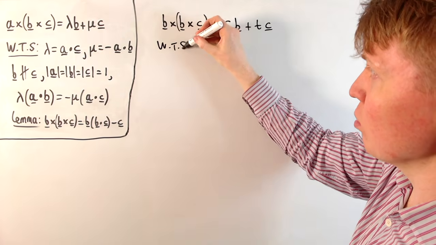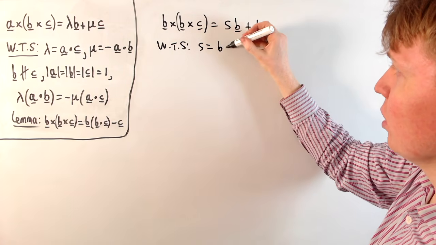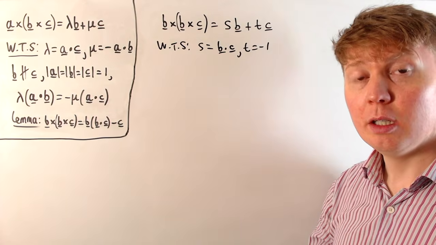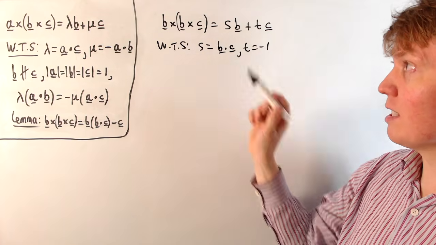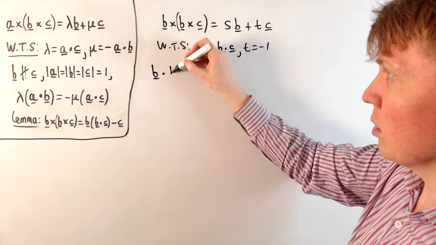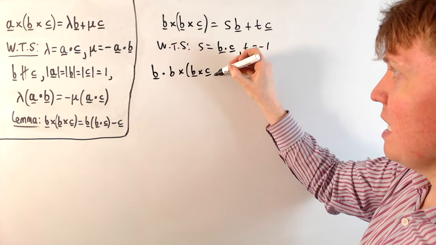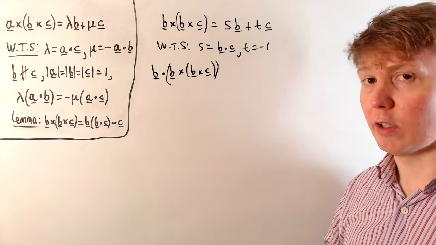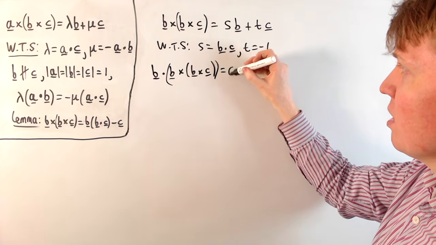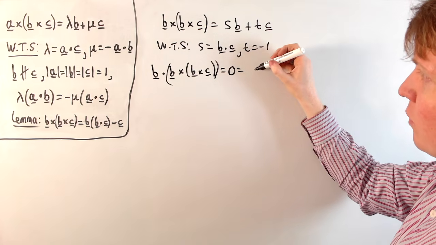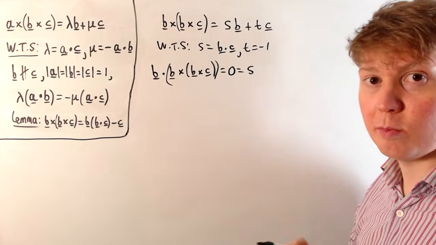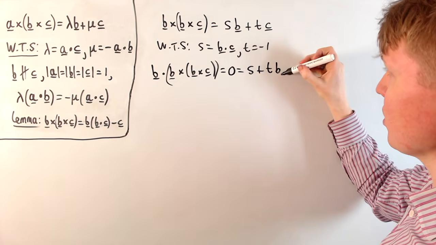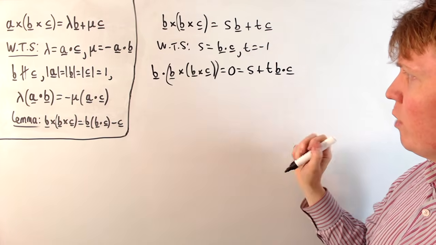And we now want to show that s is equal to b dot c, and we want to show t is negative 1 to prove our lemma. So we could start by taking the dot product of both sides here with b. So where we've got b dot b cross c, we're taking the dot product of b with something which is perpendicular to b, because it's b cross something. So this is just going to be 0 on the left-hand side. So this is 0, and this equals the dot product of all of this with b gives us s, because b dot b is 1, just because it's a unit vector, and we've also got plus t times b dot c.